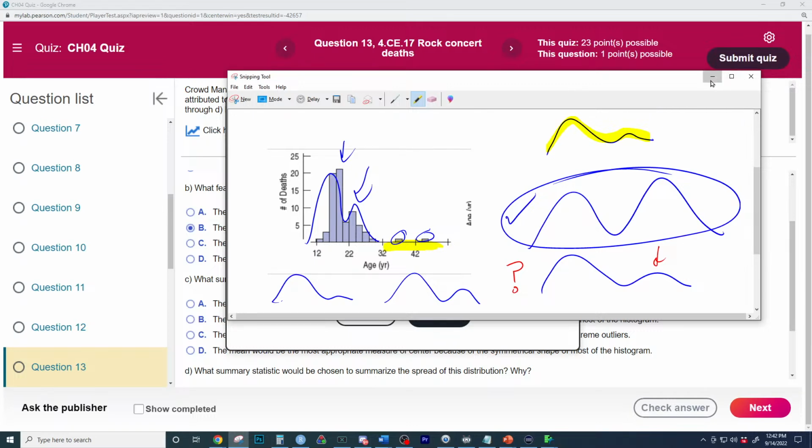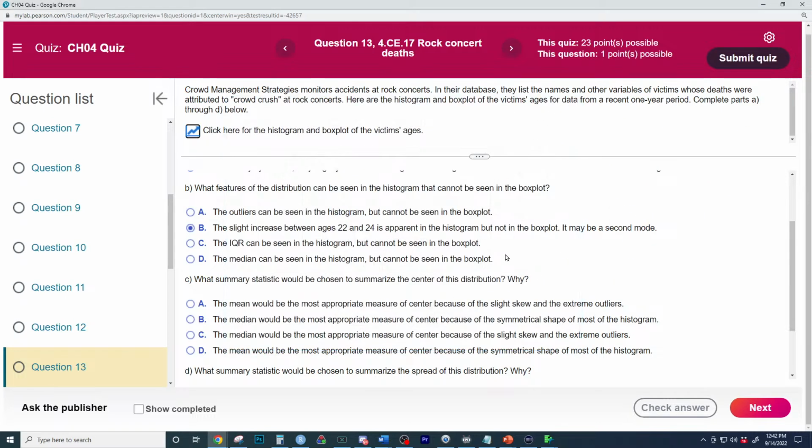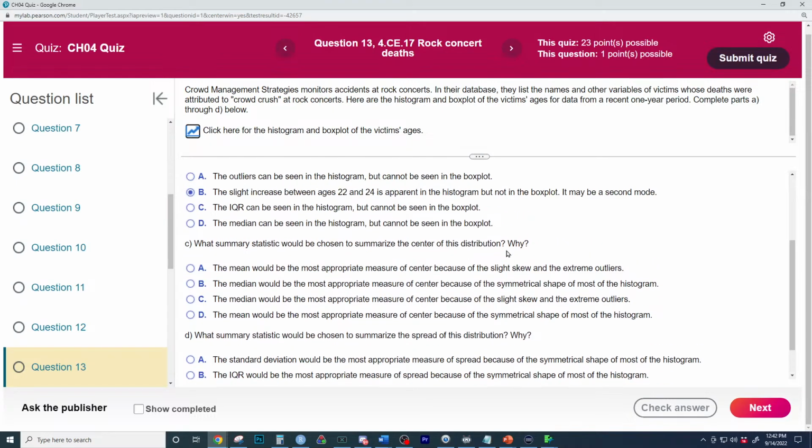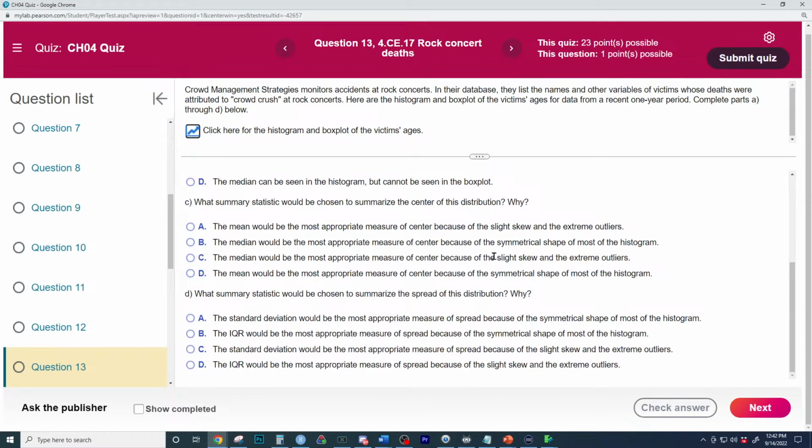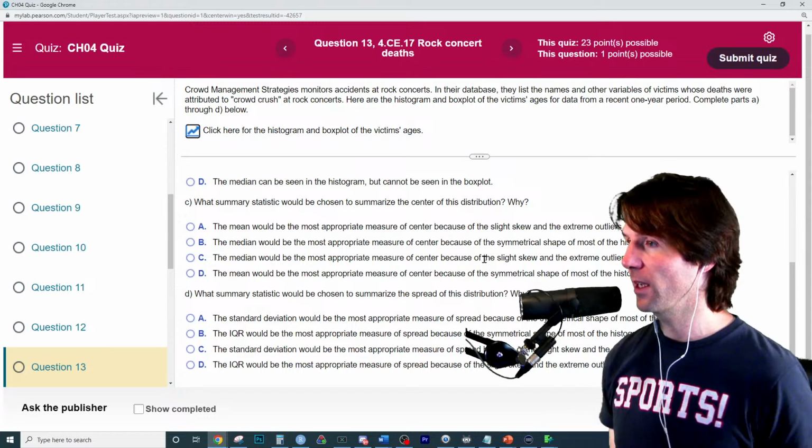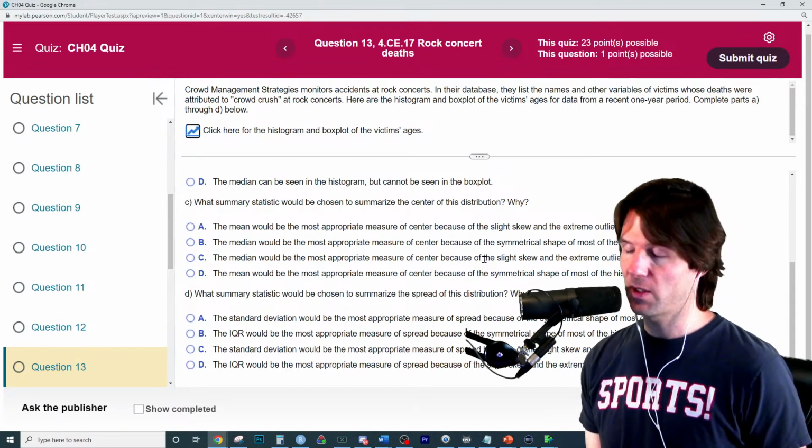It's just a word to describe things, so it's hard to say exactly when it is if it's kind of close in some areas. What summary statistics should be used? It's skewed. What's the best center?